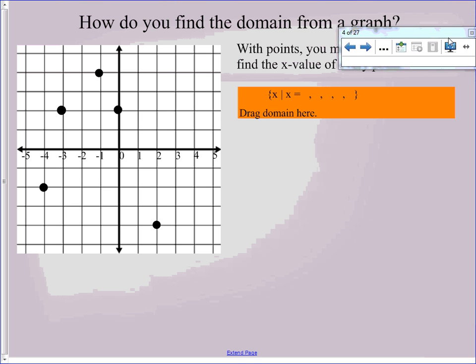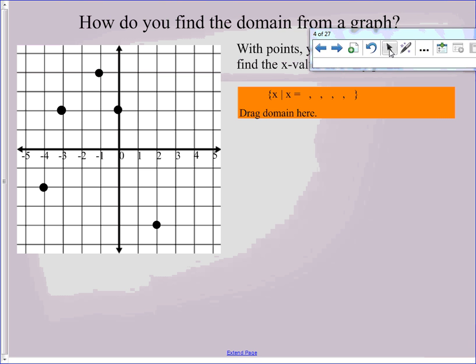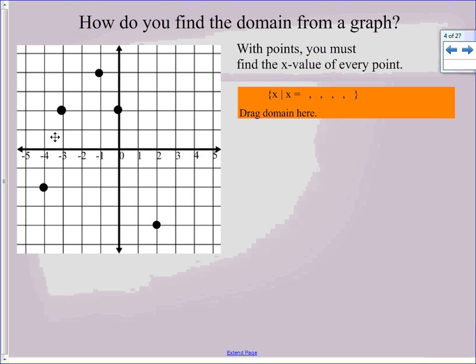So here's what we're going to do. I'm going to take my cursor and drag the domain over here. What is the domain? X values. So I've got -4. What's next? -3. Next? -1. 0. 2. And 2. Okay? That wasn't so hard.